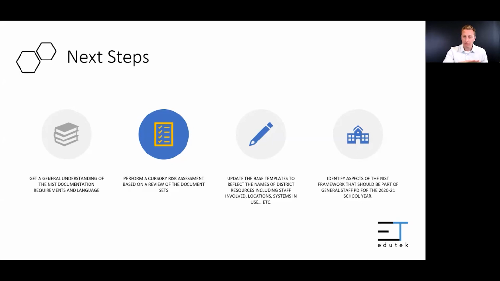So we went over it. We have a general sense of what we have now. The next step, and what we'd want to set up for a subsequent meeting over Zoom or however we want to do it, and we can do it again as a large group if everybody's okay with that, but it would be to start doing that cursory risk assessment based on a review of the documents.